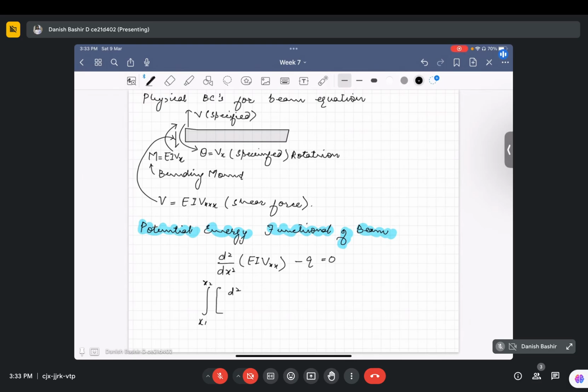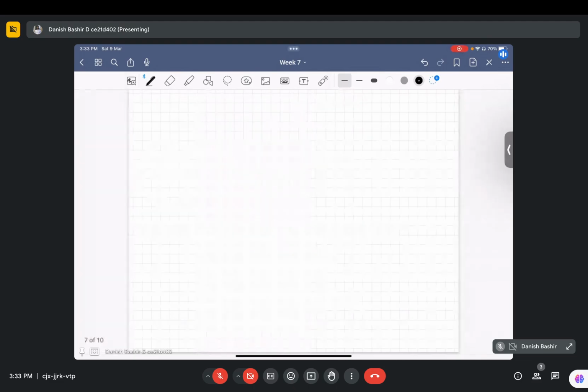So then we have d2 by dx square of EI vxx minus q, the whole multiplied by the variation of v, equal to 0. So we will integrate this by parts, that is, integration by parts, IBP. While integrating, we will get an expression like this: variation of v times d by dx of EI vxx, evaluated from x1 to x2.